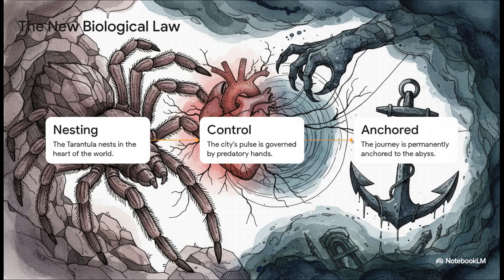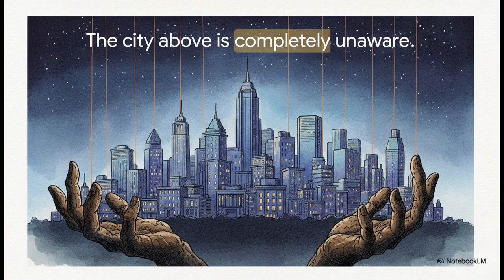The takeover is now complete. That tarantula force is now nested in the heart of the world. The pulse of the city is no longer its own. The mission is, for all intents and purposes, a success. The connection is permanent. But you know what the most chilling part of this whole thing is? It's this. This massive revolution, this total subjugation of an entire world's will, it all happened in secret. The city just sleeps on, completely unaware that it's now just a puppet for a much older, much deeper power.